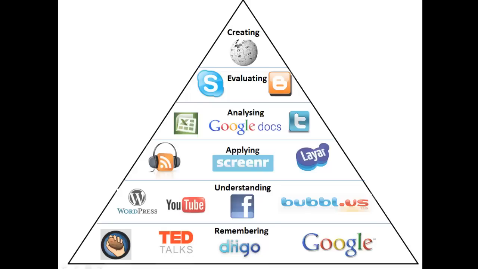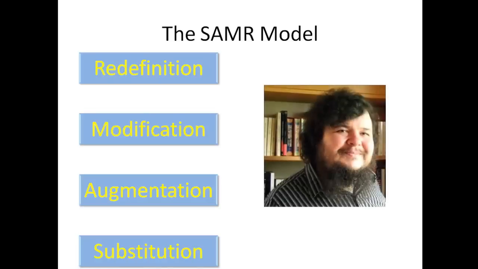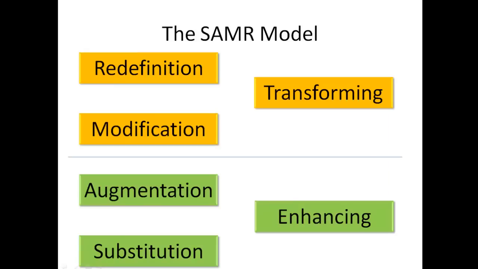The SAMR model is used to analyse how technology is being used in teaching. The model puts a framework or a scaffold on the adoption of technology in the classroom. The SAMR model, or the technology adoption cycle, coined by Ruben Puentedura, is divided into four distinct stages: substitution, augmentation, modification, and redefinition. Hence the name, the SAMR model. This model is further divided into two distinct sections, the enhancing and transforming sections.